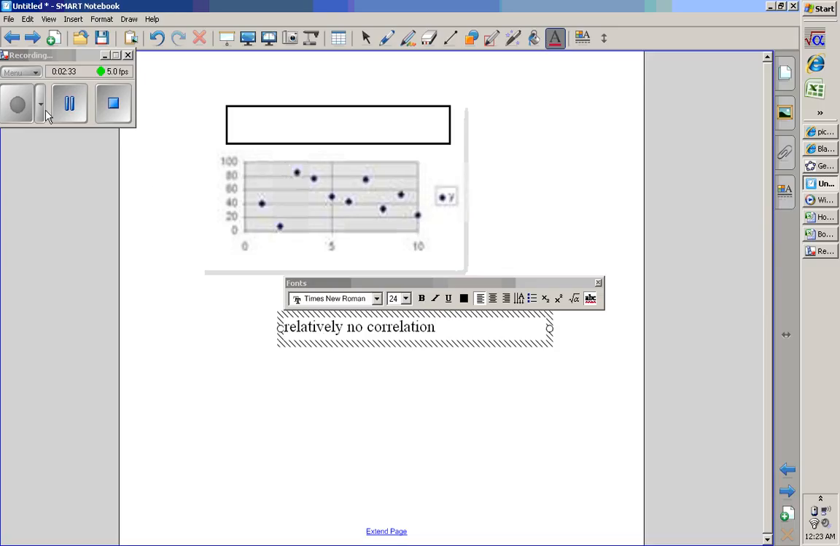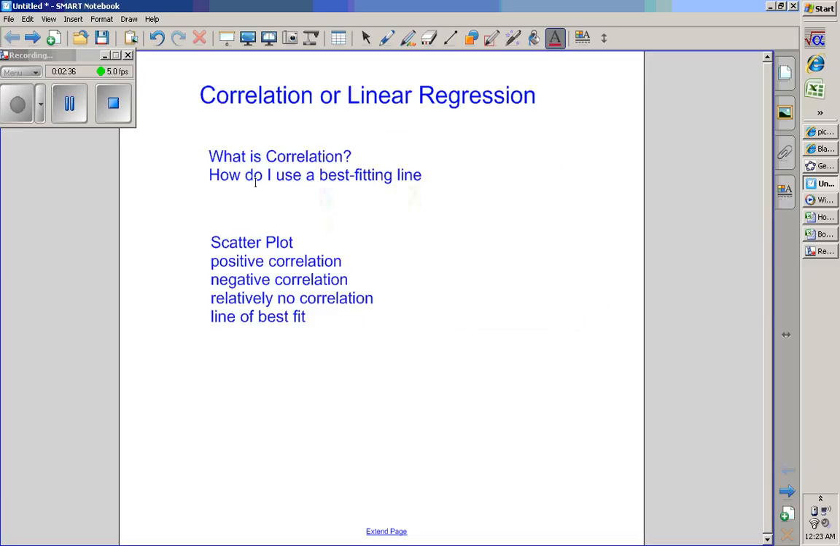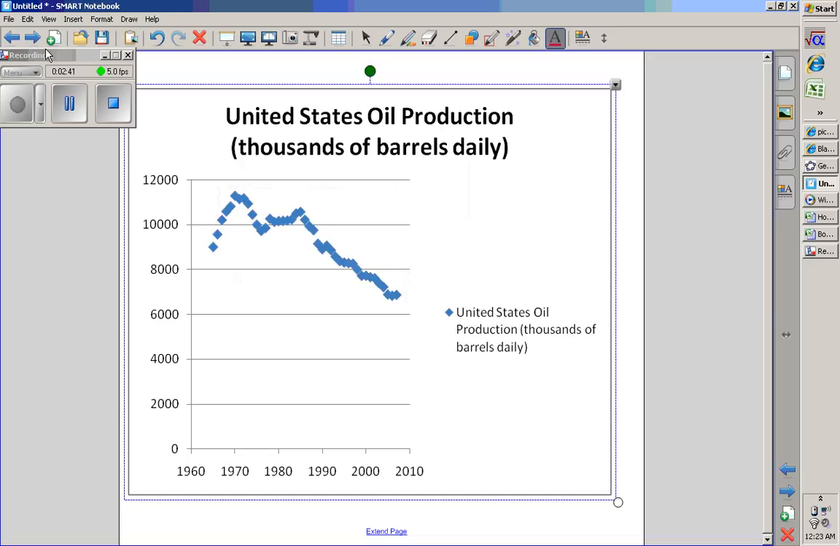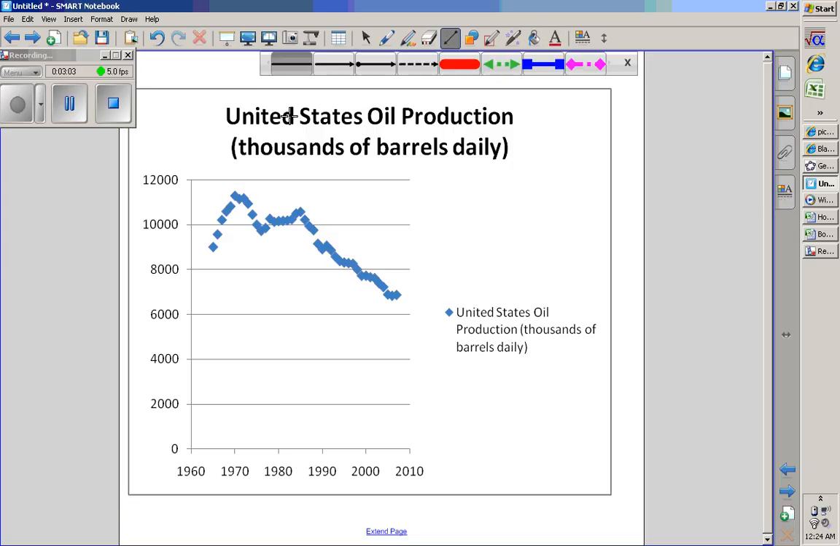Okay, how do I use a best fitting line? Why do we go about doing this? Well, here is an example where the y-axis is the United States oil production in thousands of barrels daily, and on the x-axis I have the years, time. So I could draw a best fitting line. I know it's not perfect, but it looks like the data is going down like this.